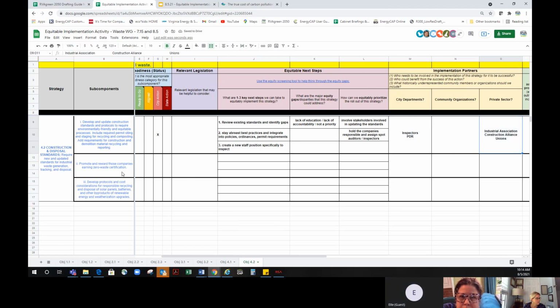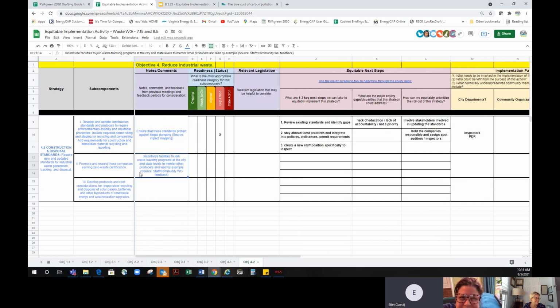Okay. How about promote and reward those companies earning zero waste certification? That sounds happier. I think that's ready to go. Let's figure out what that promotion and reward looks like. Sounds like a great Clean City Commission program. Yeah.